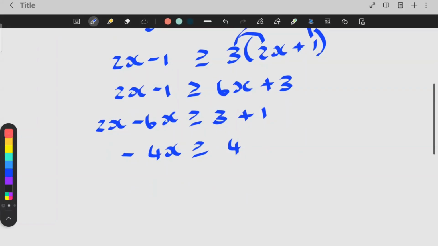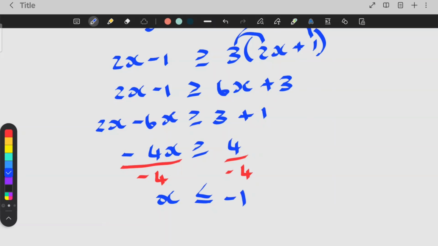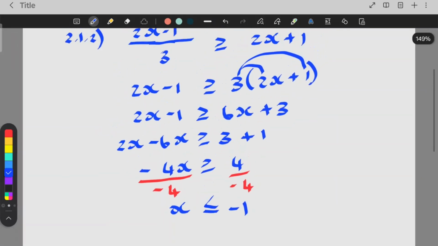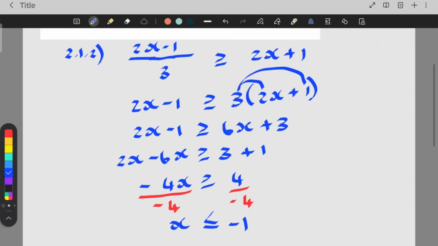But now I have to divide by negative 4. With inequalities, when you divide by a negative, the inequality sign changes. If it's greater than at the moment, it is now less than. So x is less than this answer, and that answer is negative 1. So there's your final answer. X is less than or equal to negative 1. And that's how you do that question.